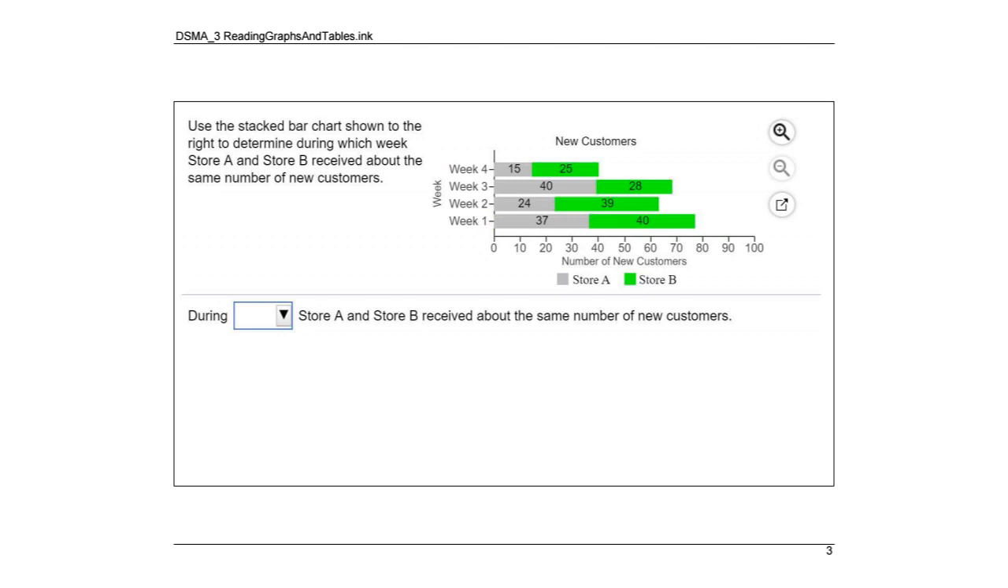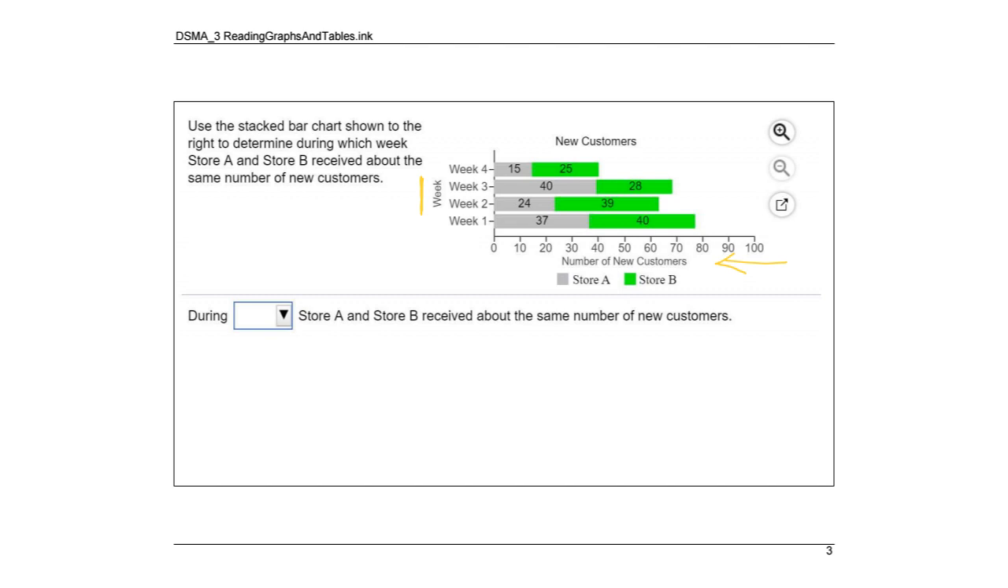All right, this graph is the same idea. It's again a stacked bar. You've got weeks on the vertical. You have number of new customers on the horizontal, or the x-axis. Again, the gray is store A and the green is store B. And they want to know during which week did store A and store B receive about the same new customers?